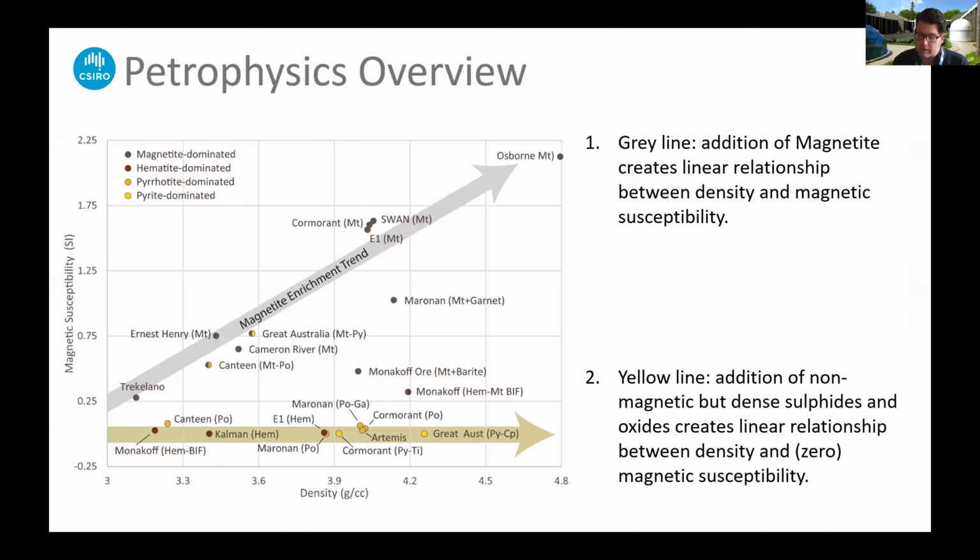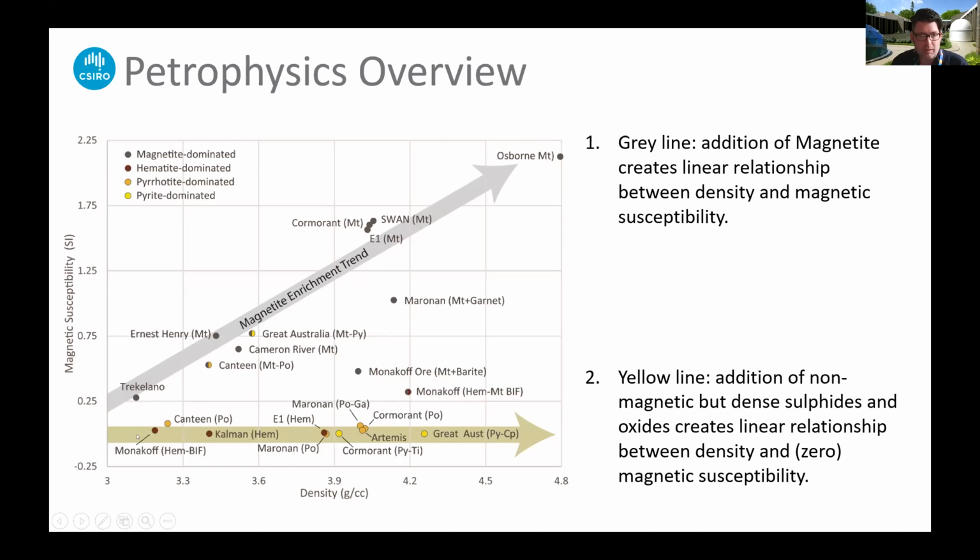So just to look at the geophysics, here you can see this is just a simple plot of magnetic susceptibility versus density. There's 2 main trends on here. The one in grey is basically magnetite enrichment. So you can see along here deposits that are basically just enriched in magnetite, or parts of deposits that are enriched in magnetite. Osborne up the top here. And that's pretty typical of your Cloncurry IOCG type deposits.